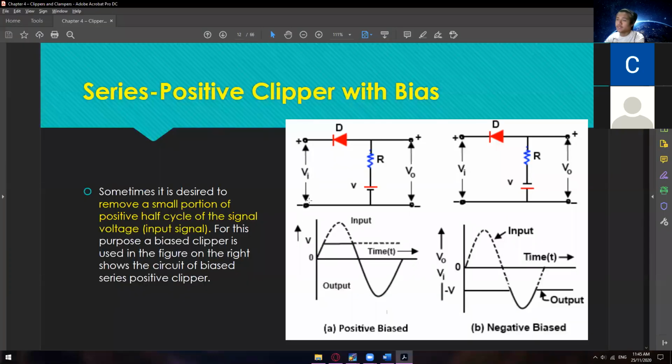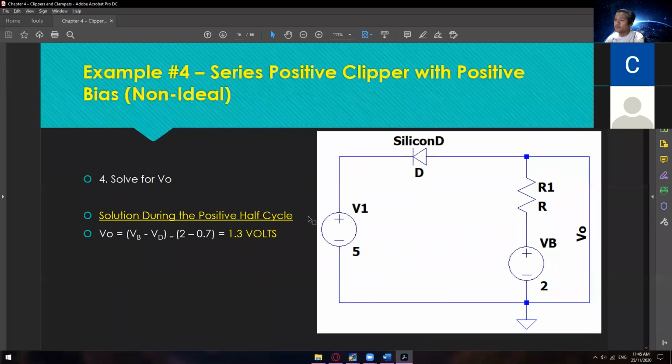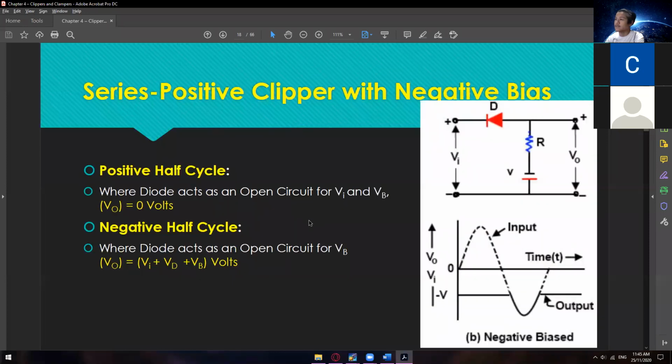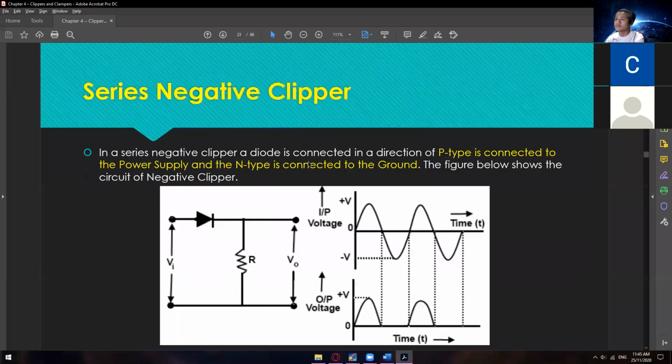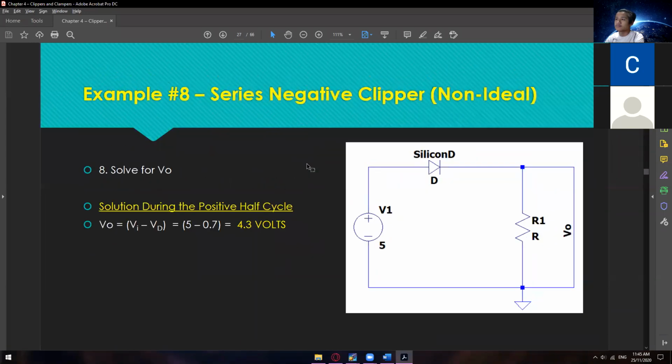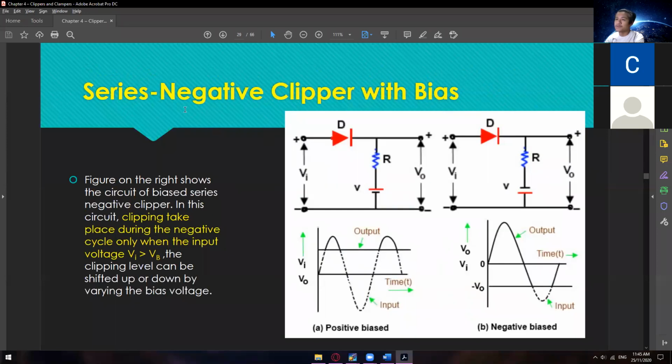So what are those negative clipper with biases? Let's find it. Series negative clipper. There you go. So this is a series negative clipper with bias, a negative clipper with positive bias. Again, check this one. We have the positive and negative. That's the arrangement. And then for negative bias, it's negative and then positive. That's the arrangement.